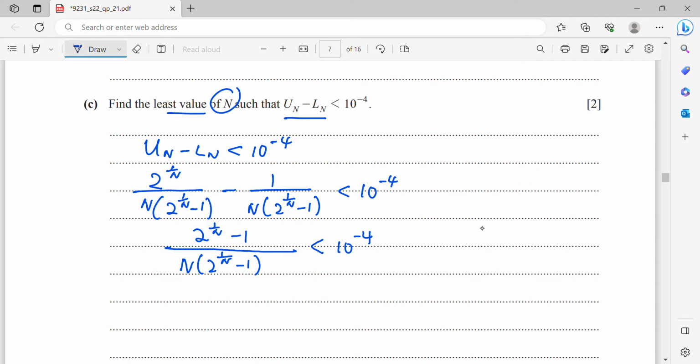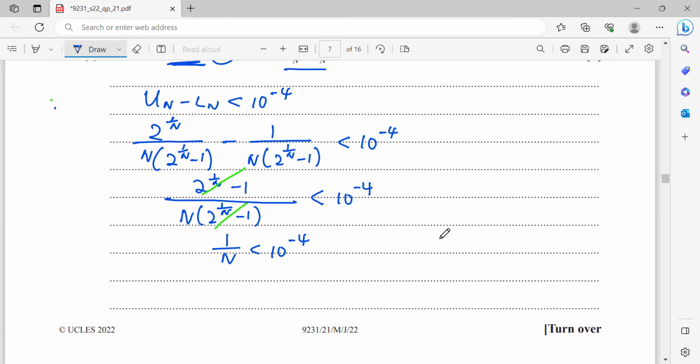Okay, so now you should realize that the numerator can be cancelled off with the denominator. So now 1 over n is less than 10 power negative 4. And now we need to get the least value of n, which means what is the n? This n moves up. Alright, so now my n is greater than 1 over 10 power negative 4. So I continue here. Therefore, my n is greater than 10 power 4. 10 power 4 means the n is greater than 1000.